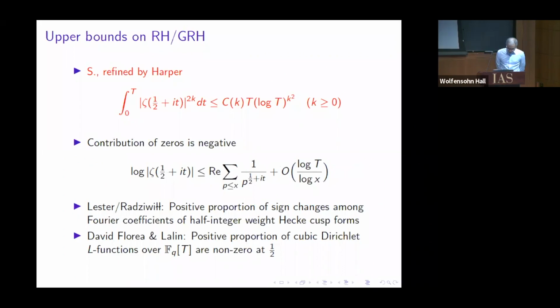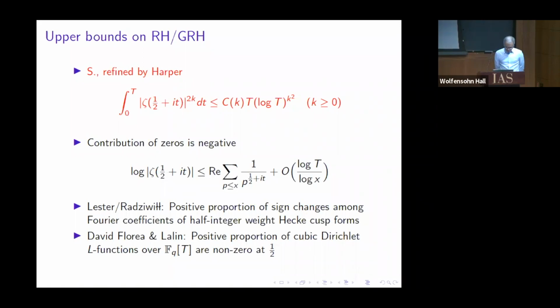Now, on GRH, we can do much better. If we know RH, we can get the right order of magnitude for all the moments of the zeta function. This is a result of Harper refining a result of mine. I had a result with k squared plus epsilon here, and Harper found an ingenious way to remove the plus epsilon in this result.